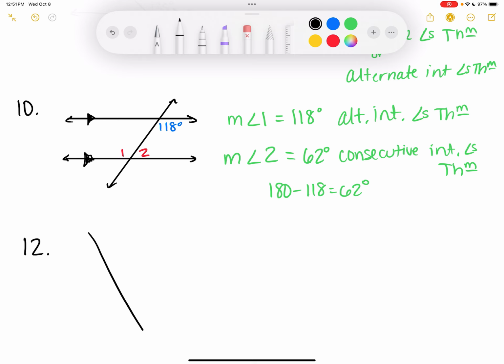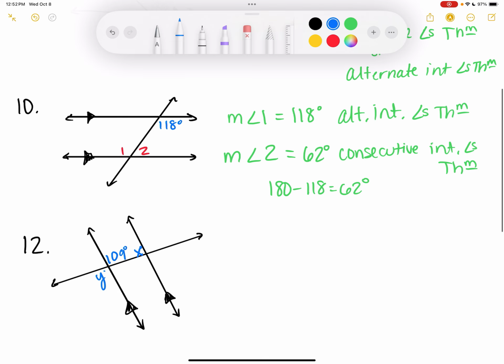Number 12. Parallel lines are going up and down this time. These ones say to find the values of x and y, so basically just doing the same thing. We're just calling them x and y now. 109 degrees, this is x, and this is y.